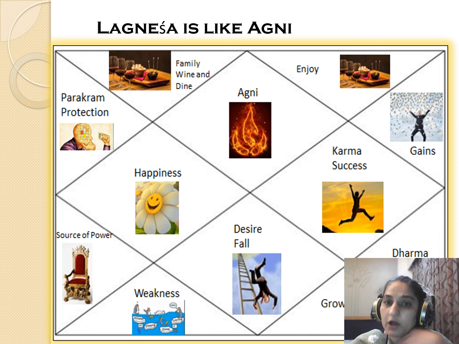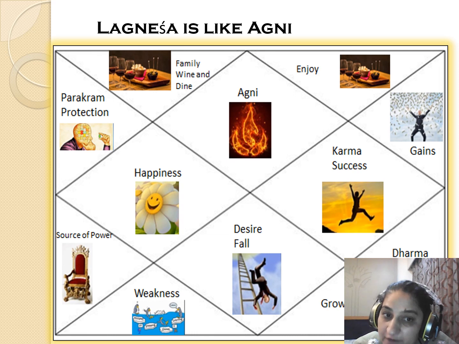So wherever your Lagna Lord is, that is the Agni house. The 2nd and 12th houses from your Lagna Lord are the houses where you want to wine and dine. So Lagna is the Agni, wherever Lagna Lord is Agni. The second house from that is the family, where you want to enjoy wine and dine. You can check in your chart wherever your Lagna Lord is. Second from that is the people with whom you want to enjoy your life.